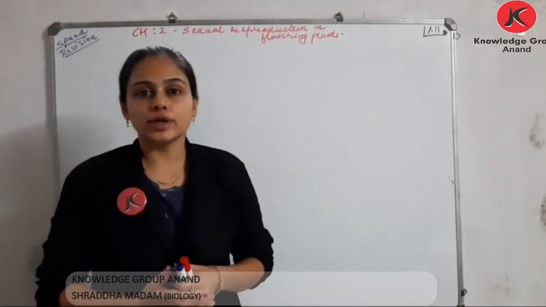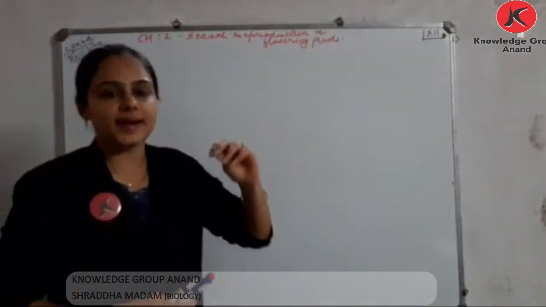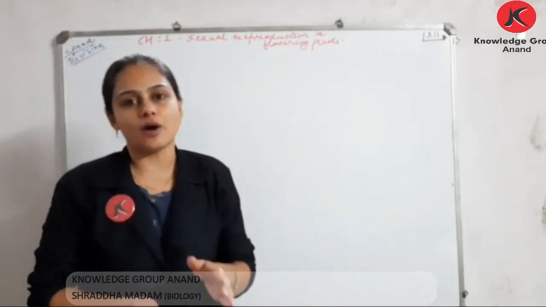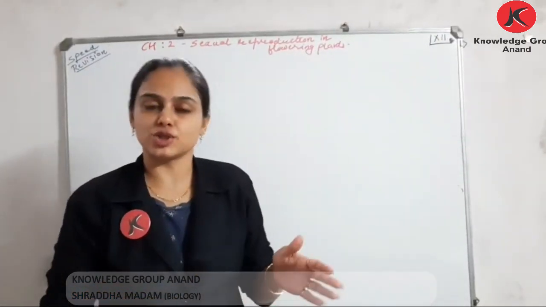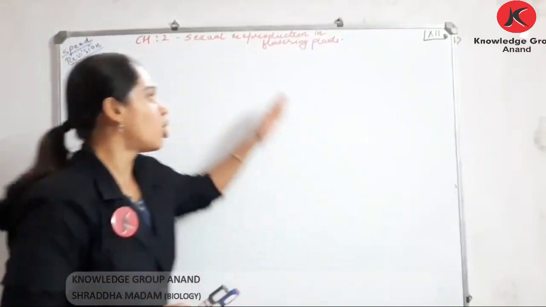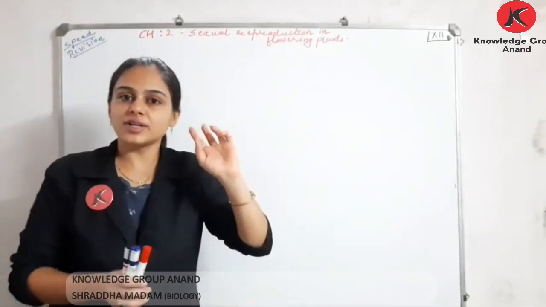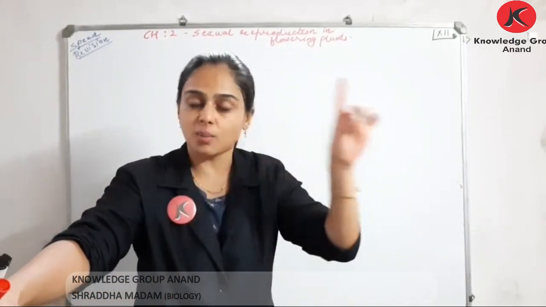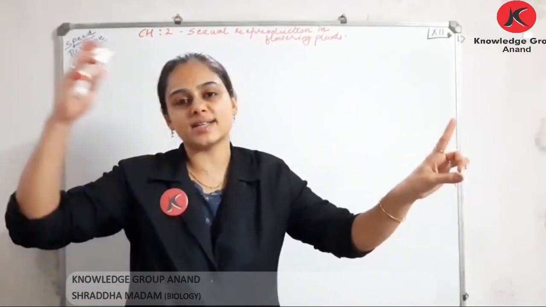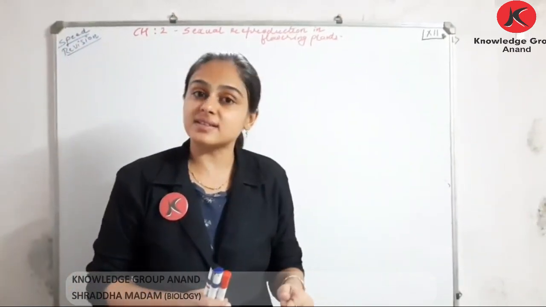In this video, we are going to discuss chapter number 2, that is sexual reproduction in flowering plants. This will be a kind of speed revision. If you are focusing on this flower, then this flower has a total of two units: number one is the reproductive unit, and second is the accessory unit.